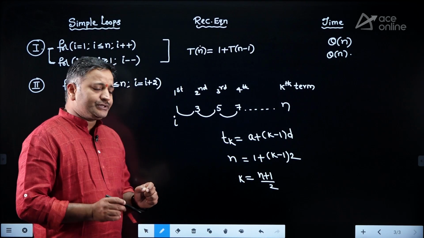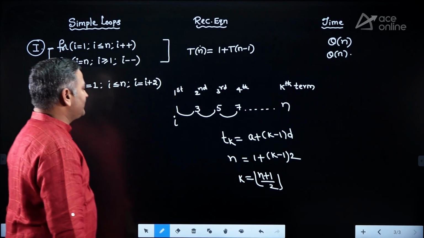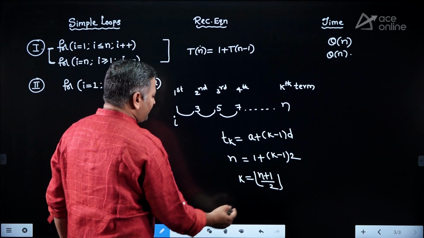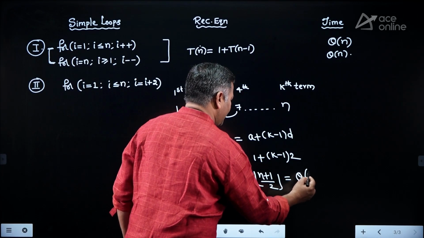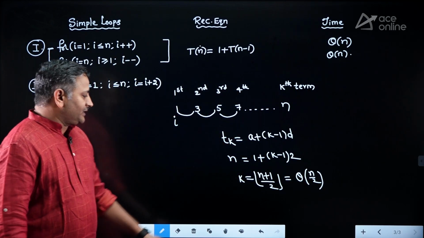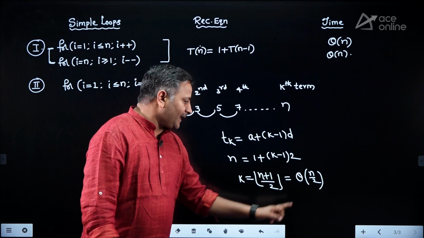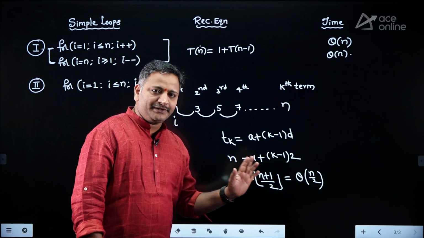Based on the input value, generally it takes floor of (n plus 1) by 2 steps, okay, floor of (n plus 1) by 2 steps. Therefore, the time required for this one is equal to theta of n by 2. I want to keep n by 2 as it is, because if I write theta of (n plus 1) by 2, 1 is a constant, I am ignoring it, I am writing theta of n by 2, keep it as theta of n by 2 only.